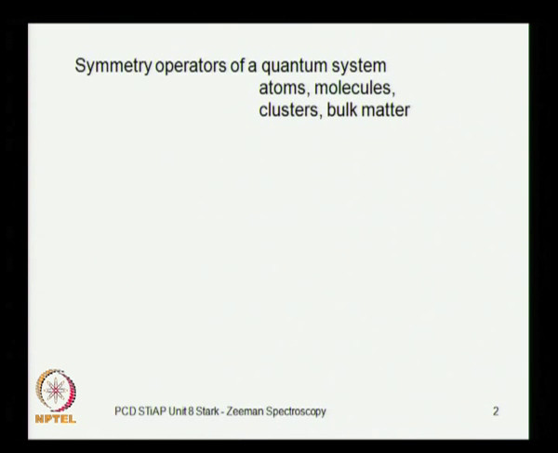So, I would like to begin with a comment on the symmetry of the Hamiltonian, because it plays a central role in getting the eigenstates of any quantum system. Now, quite often the problem in quantum mechanics is quite complex, especially when you are dealing with larger systems. If you are dealing with molecules or clusters, bulk matter and so on, the quantum mechanical problem is quite challenging.